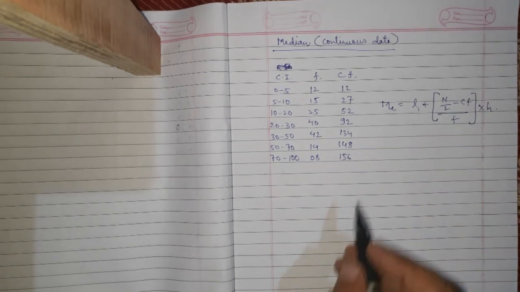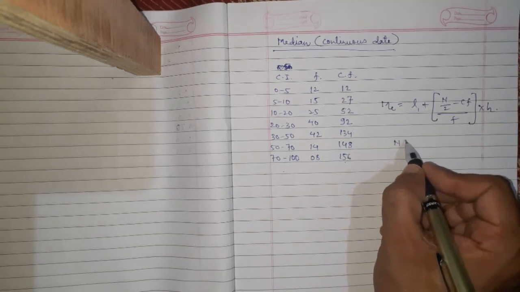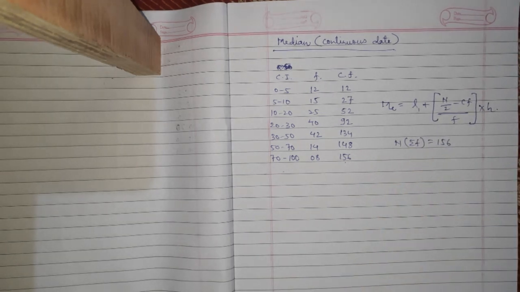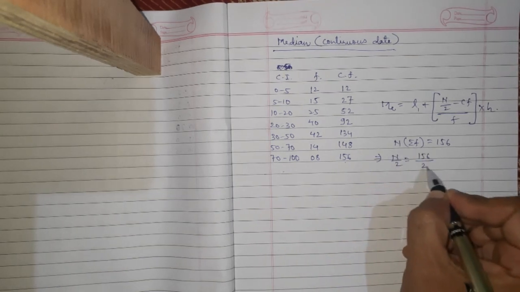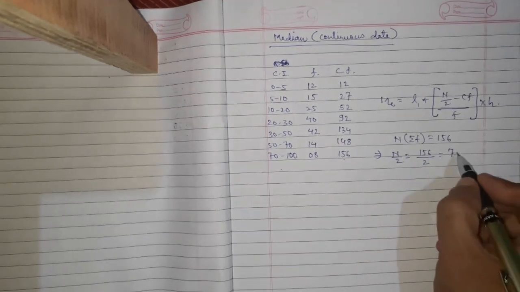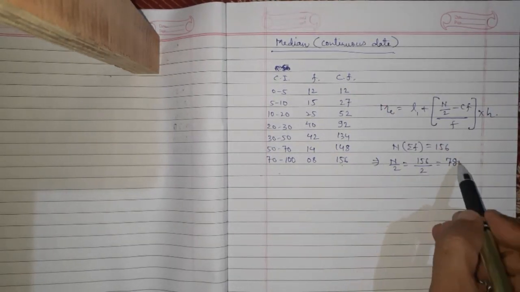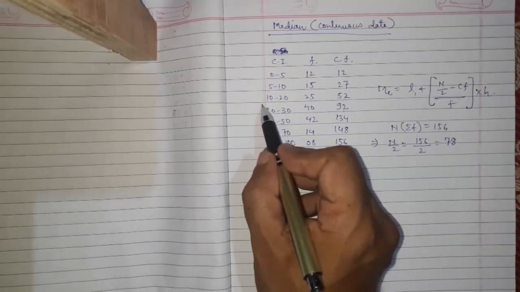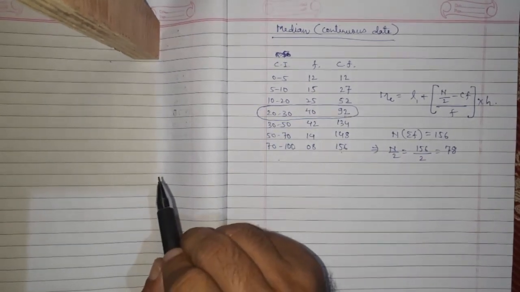Okay. Now here what we will see, our last CF is 156, meaning n, or we can say summation f. It is 156. Therefore n by 2 will be 156 upon 2, which will be 78. Now in CF we will find where 78 lies. 78 lies between 52 and 92. Since it lies between 52 and 92, this will become our median class.